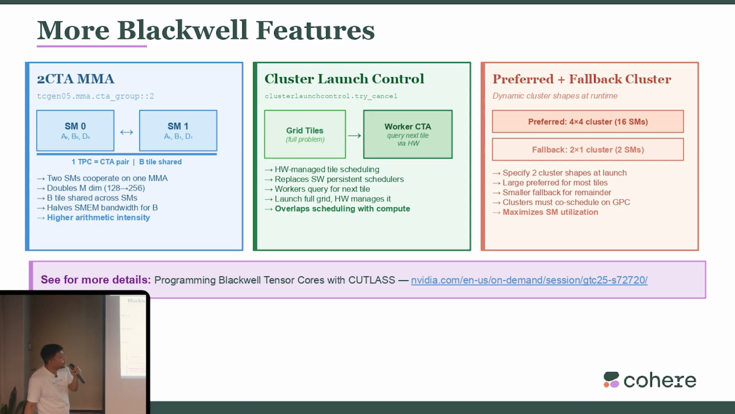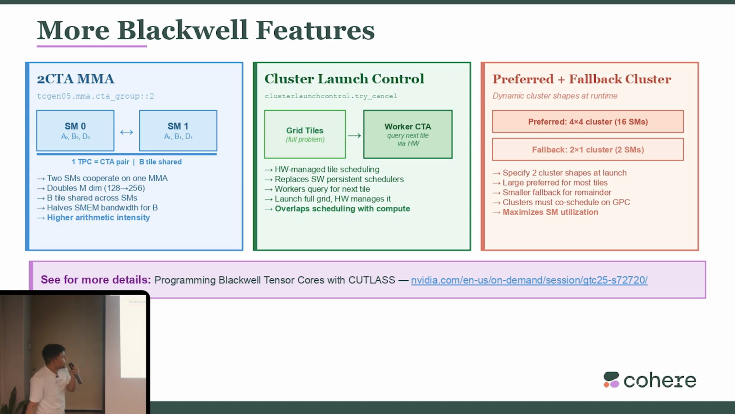Then we have 3 more Blackwell features. The first is 2 CTA MMA. All the things that we were looking at till now were happening on a single CTA. But now Blackwell introduced 2 CTA MMA, where you can double the M dimension and do a 256 cross 64 MNK tile at once.